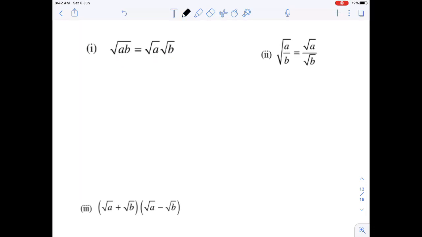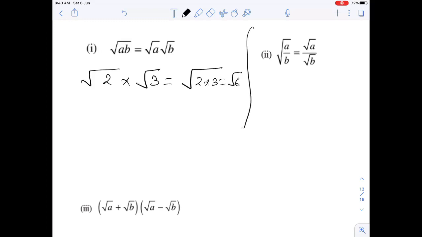For example, suppose it is given root 2 multiplied by root 3, so we will write it as, I have written first this form. Now both of them are having same root, so if numbers are having same root form, we can multiply the base numbers. So what you will get, 2 into 3 equals root 6. Is it clear?